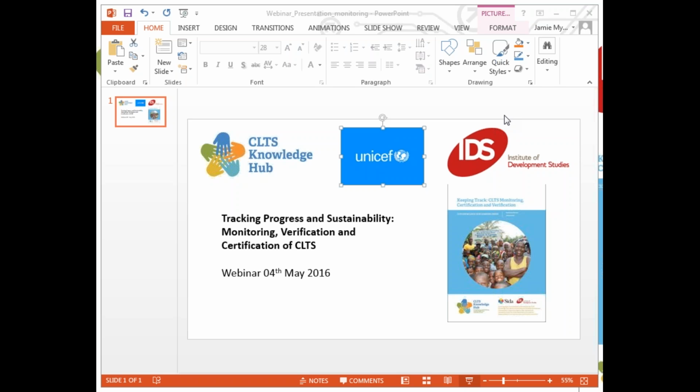For today, we will hear from Kath Pasteur, author of the recently published CLTS Knowledge Hub learning and briefing papers. Based on these publications, Kath will be giving us an overview of monitoring, verification and certification of CLTS. We will then hear from Shiva Singh, a WASH specialist at UNICEF Kenya, presenting the real-time web-based monitoring of CLTS being used there. Finally, Khalifa Keita, WASH specialist at UNICEF Mali, will focus on the monitoring of their post-ODF strategy. Following the presentations, we will have a question and answer session.